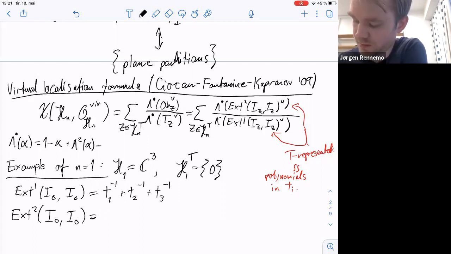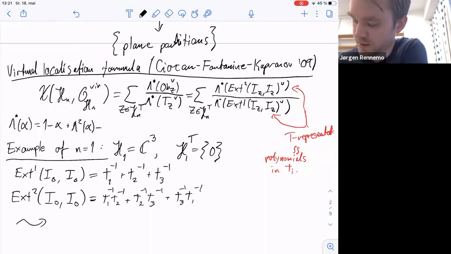And x2 becomes, in the computation, the second wedge power of the x1. And plugging this into the formula, this localization formula gives us the computation of this invariant. The Euler characteristic of the virtual structure sheaf is 1 minus t1, this rational function.